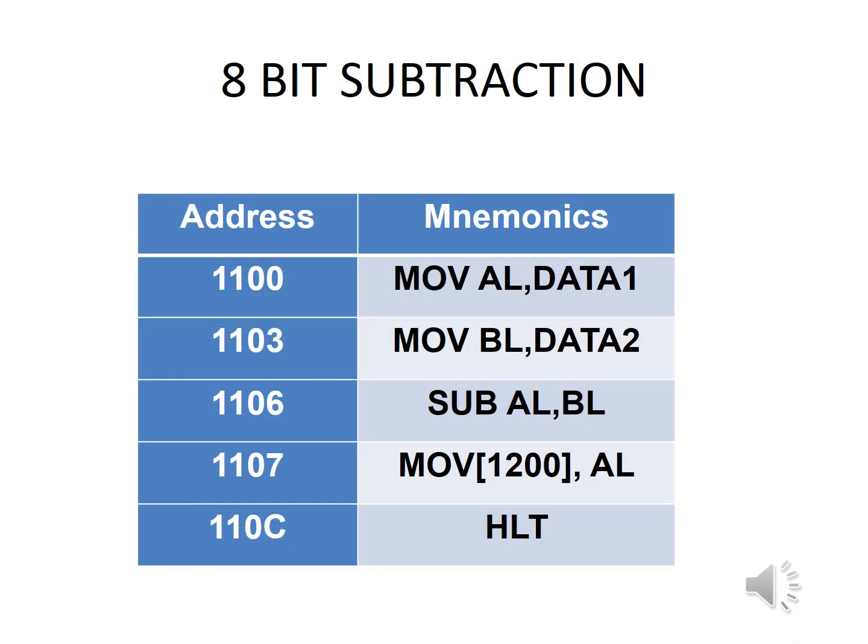The next program is 8-bit subtraction. For this, the data 1 is moved to the AL register, data 2 is moved to the BL register. Next, the content of BL register is subtracted from the AL register. The result will be stored in the AL register and that result is transferred to the memory location 1200.